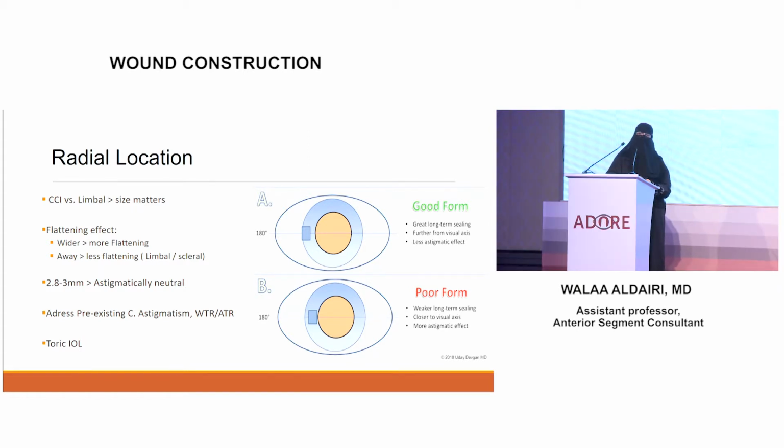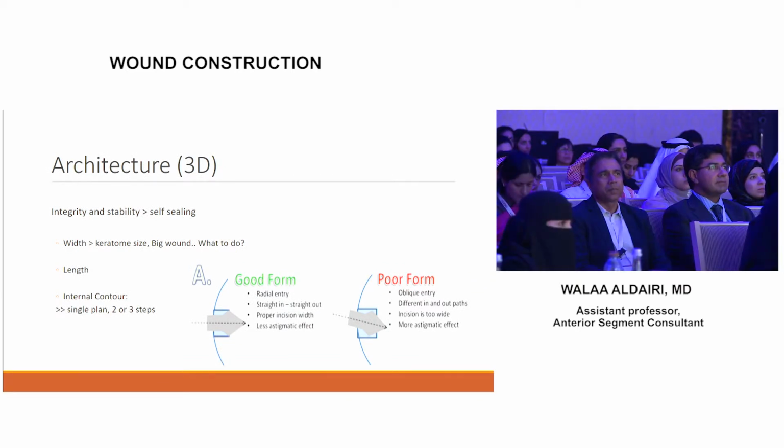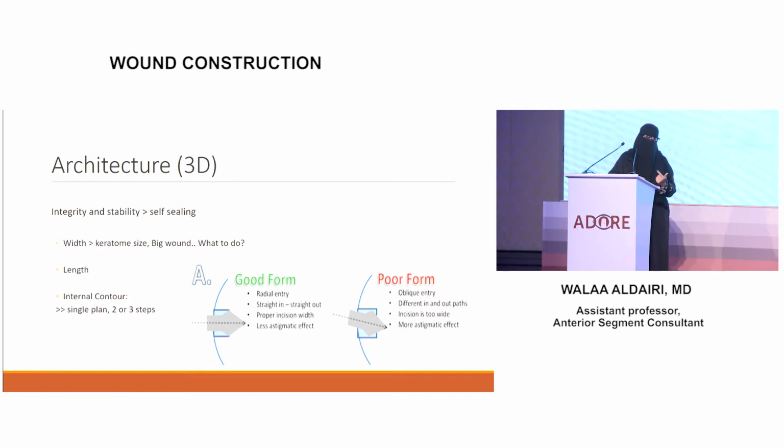You should address the pre-existing corneal astigmatism, and you have to know if this astigmatism is with the rule or against the rule, and based on that you decide to put your incision temporally or superiorly. And you should be careful in creating the perfect wound when you are using toric IOLs. Moving to the architecture, we mentioned the three components: the width, the length, and the internal contour. If you do it right, you will ensure the integrity and the stability of your wound.